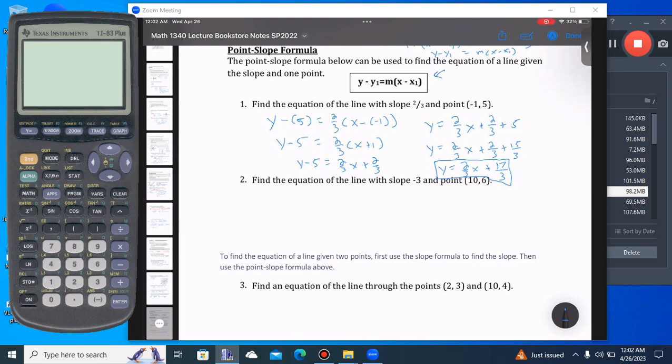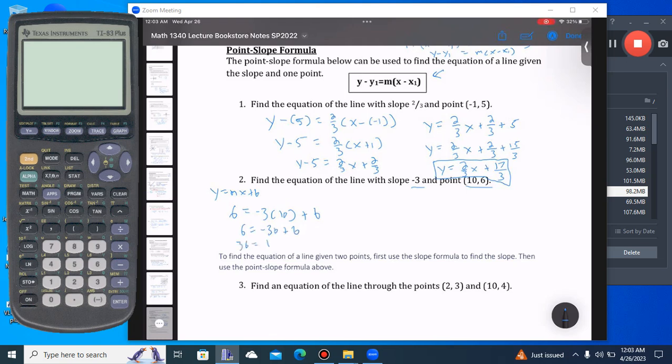So the other way of doing this is to just use our y equals mx plus b form. In this case, we plug in the point for your x and y, and we plug in the slope for your m. So we end up with 6 equaling -3 times 10 plus b. And I'm solving for b to find that y-intercept. So 6 equals -30 plus b. Add 30 to both sides, you get 36 equals b.